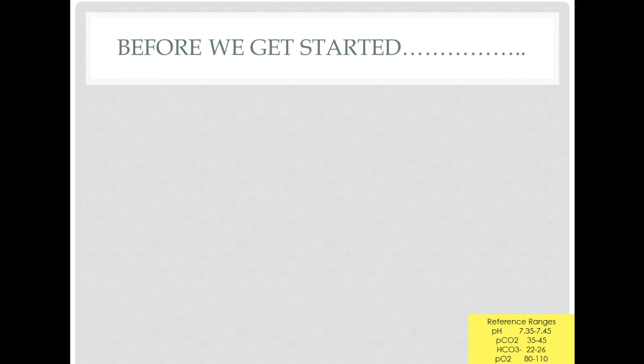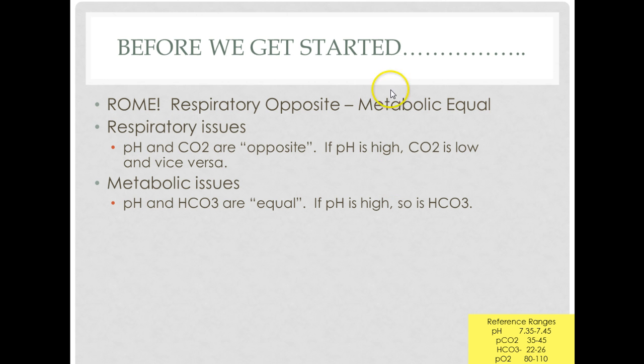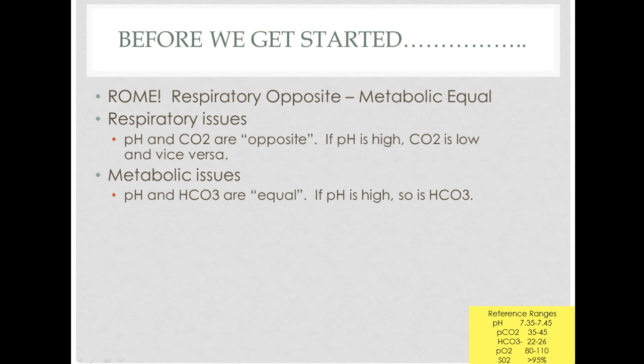All right, so before we get started, I want you to be familiar with ROME. With ROME, you need to remember respiratory opposite, metabolic equal. If somebody has a respiratory issue, their pH and their CO2 would be opposite. I'm going to give you an example in a little while. If the pH is high and the CO2 is low in regards to the reference range, it's a respiratory issue. It's a metabolic issue if the pH and bicarb are equal.